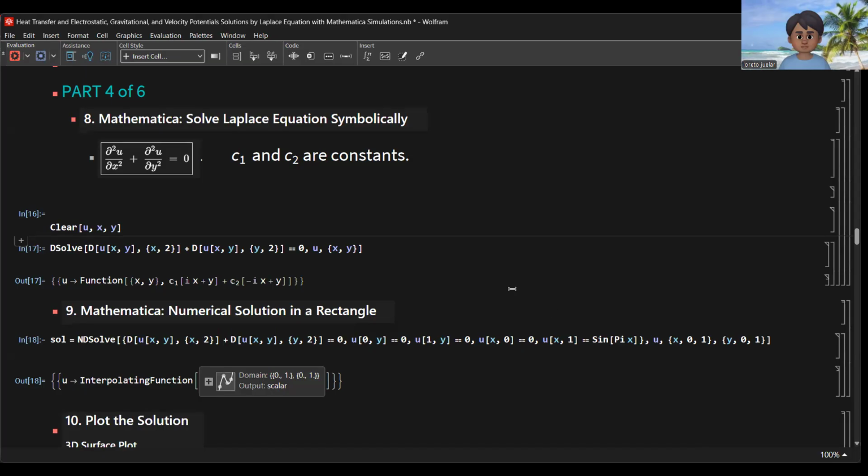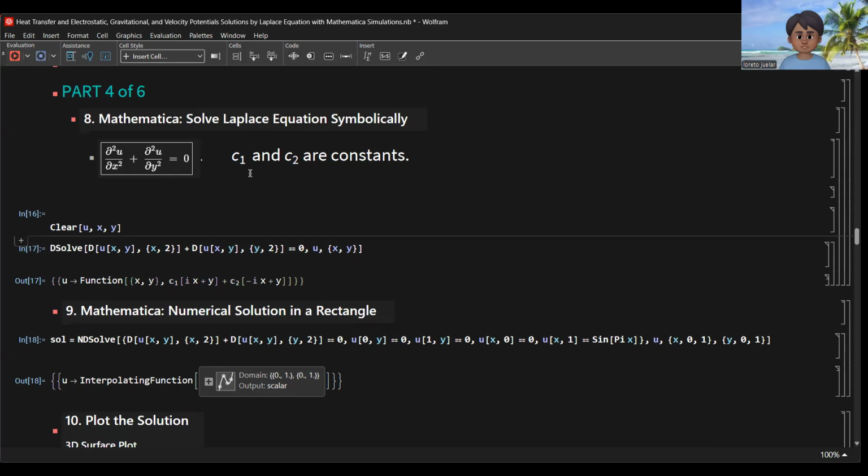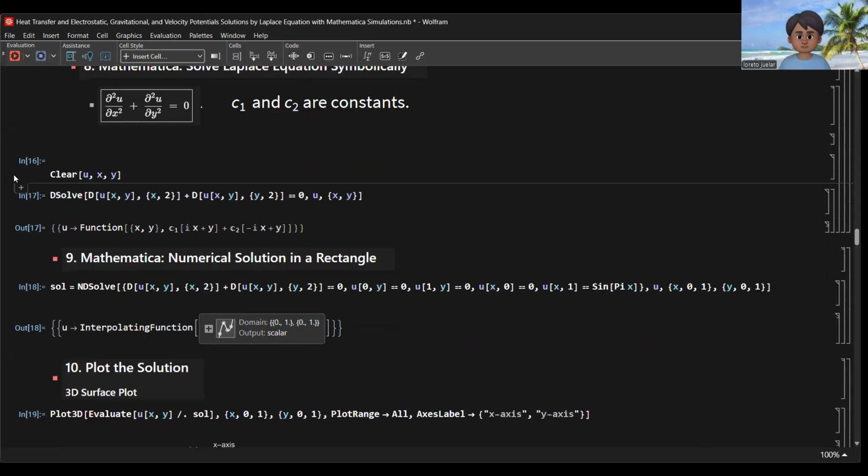Mathematica solve Laplace equation symbolically. So we have the second partial of u with respect to x plus the second partial of u with respect to y equal to 0. We let c sub 1 and c sub 2 be constants. So our partial differential equation here: the second partial of u with respect to x, then the second partial of u with respect to y, equal to 0.